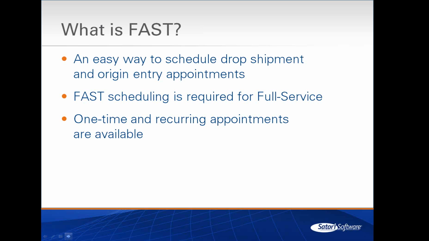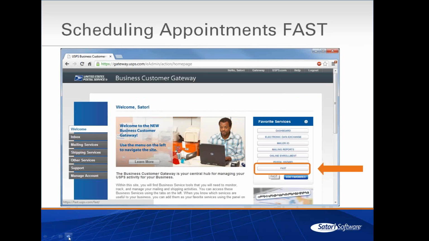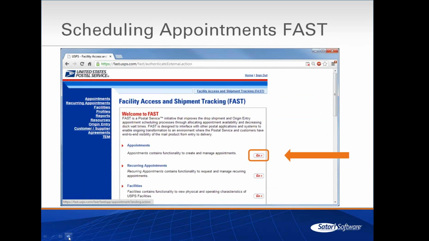You can set up a one-time appointment, or if you have a regular schedule, for example, if you drop mail every Tuesday at 3, you can set up a recurring appointment so that it continues to happen over time. The way to access this from the Business Customer Gateway is to click on the FAST service. You can add that to your favorites, or it's also available in the Mailing Services tab. Once you click on that service, it's going to direct you into the FAST website. Here you can schedule a one-time appointment with that first link. You can also set up recurring appointments using that link as well.